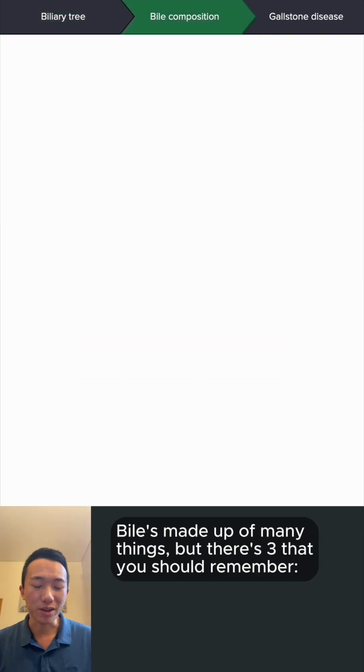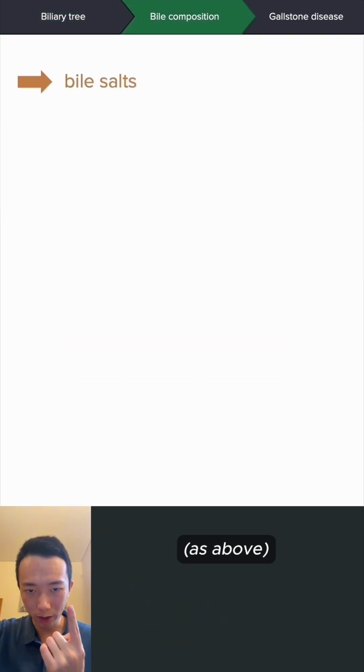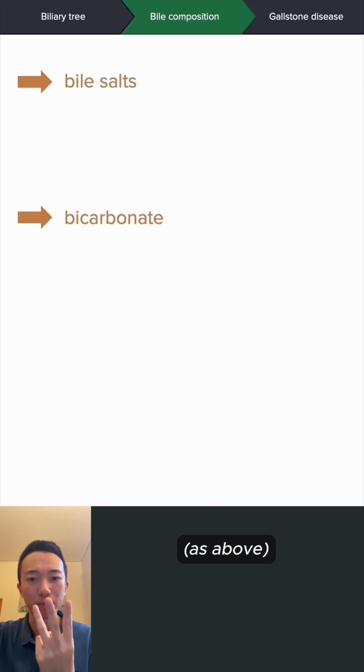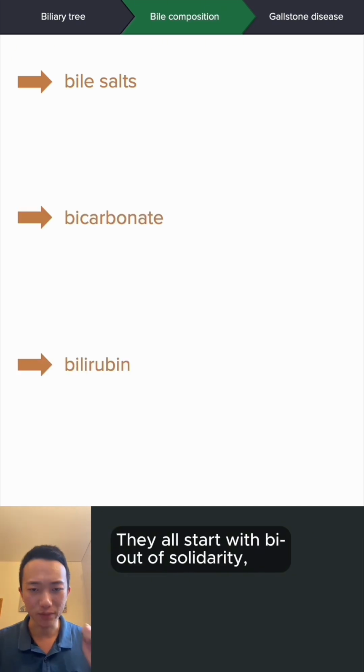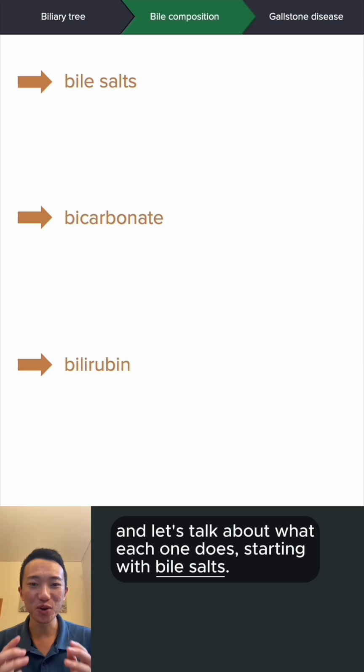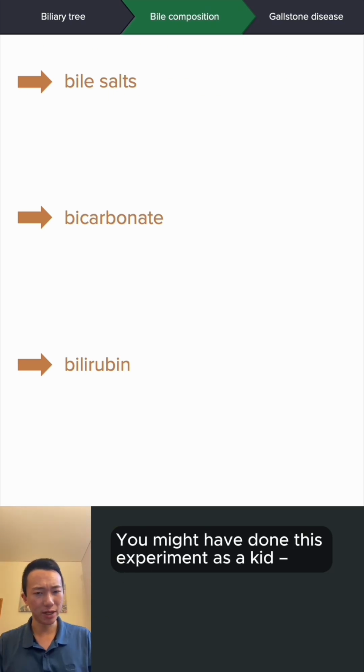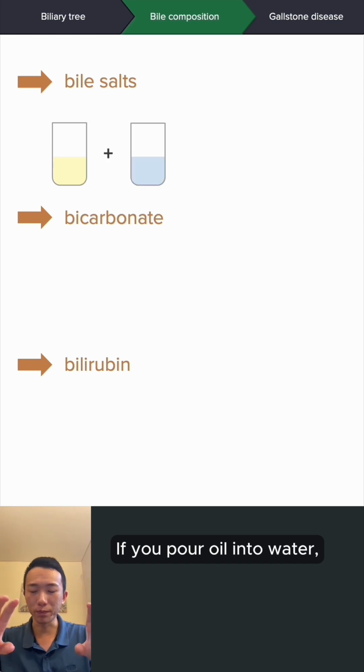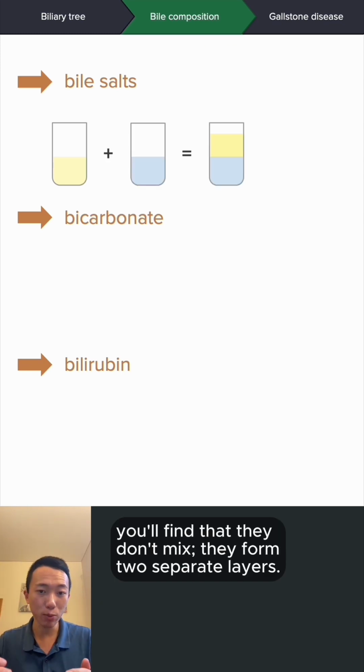Bile's made up of many things, but there's three that you should remember: bile salts, bicarbonate, and bilirubin. They all start with Bi out of solidarity. And let's talk about what each one does, starting with bile salts. You might have done this experiment as a kid. If you pour oil into water, you'll find that they don't mix. They form two separate layers.